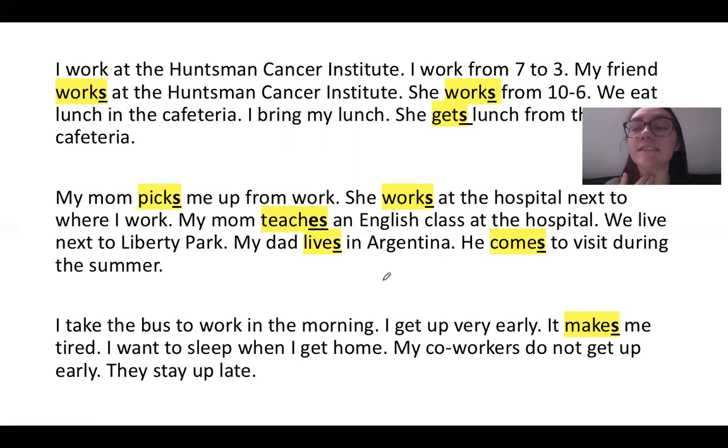She works. There should be no buzzing, no vibrating. But if you say she lives, she lives, that made a buzz sound, right? And teaches is the same. It's going to make a little buzz sound.